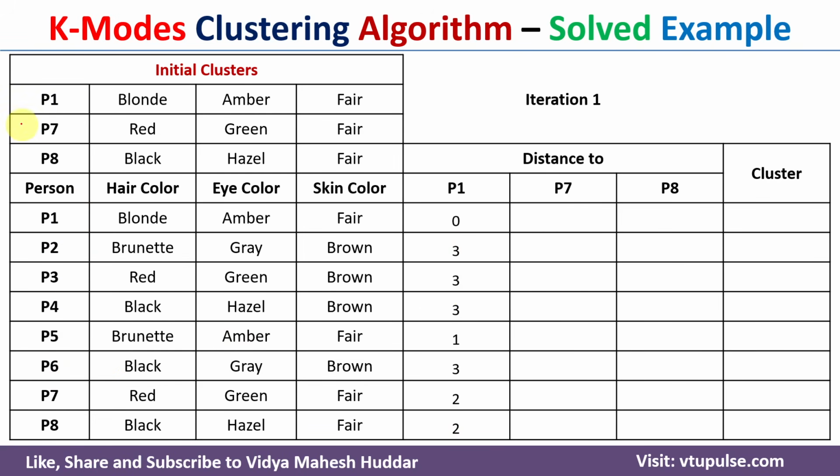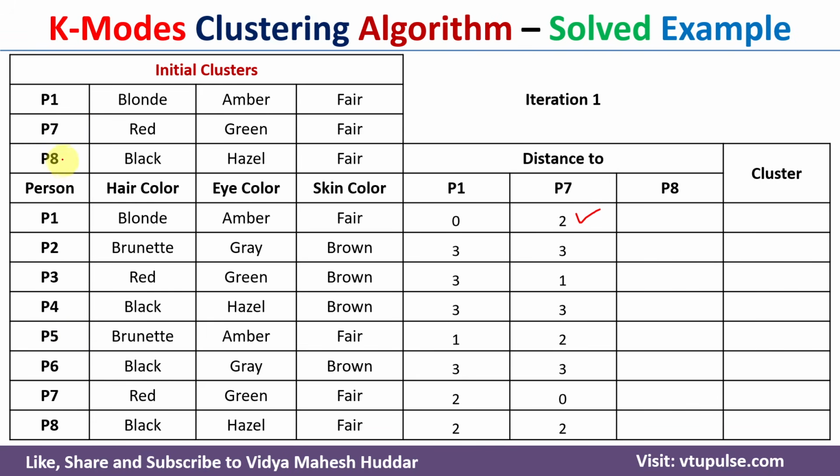After that, we will consider the second cluster, that is P7, and we will compare P7 with P1. Here it is red, here it is blonde, one mismatch. Green, amber, second mismatch. And here it is fair and it is also fair, so there is no mismatch. So we have two mismatches between P7 and P1. That is what I have written here. Similarly, we need to calculate the dissimilarity of P7 with all the persons.